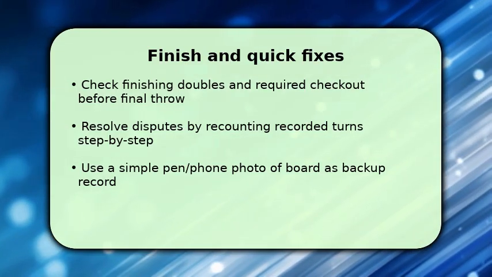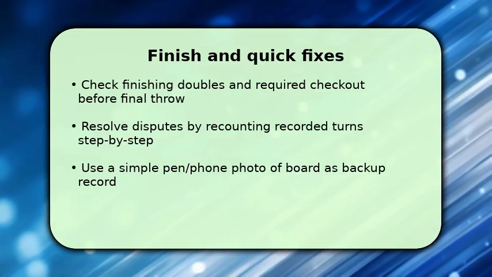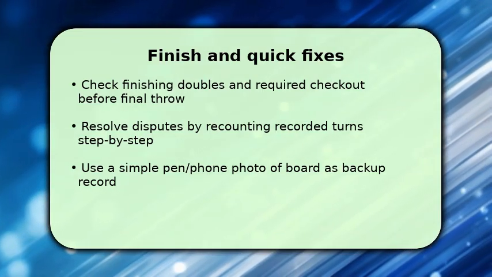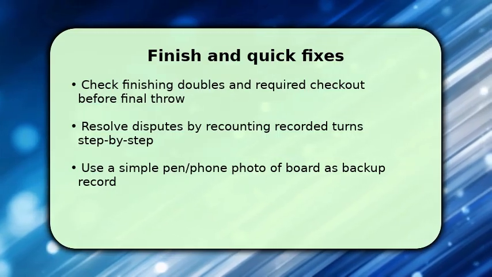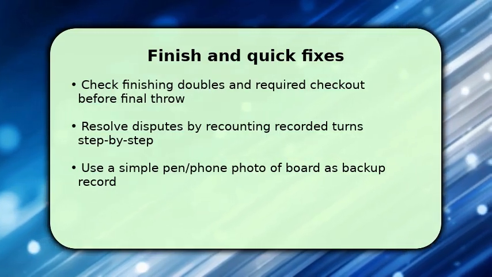If totals look wrong, resolve disputes by replaying recorded turns step by step from the last agreed total. This systematic recount usually finds the error.